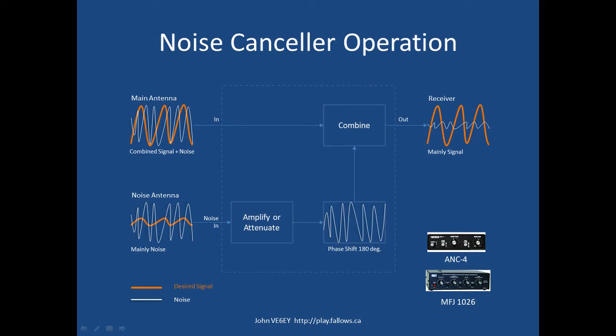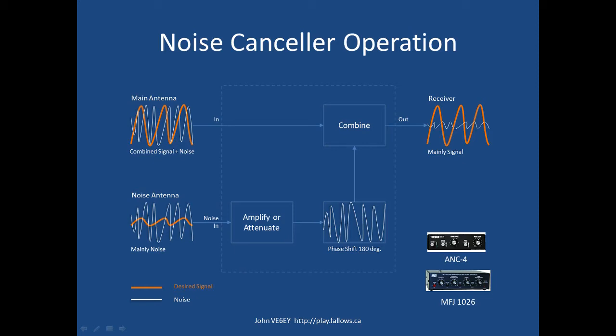On both of these devices, you have a separate noise antenna that you optimize to pick up only noise and not much desired signal. And then you either amplify or attenuate it, shift its phase 180 degrees, and then add it together. And you end up reducing the effect of the noise. You get mostly the signal that you want.